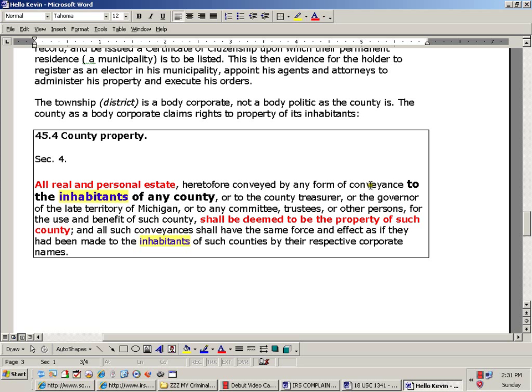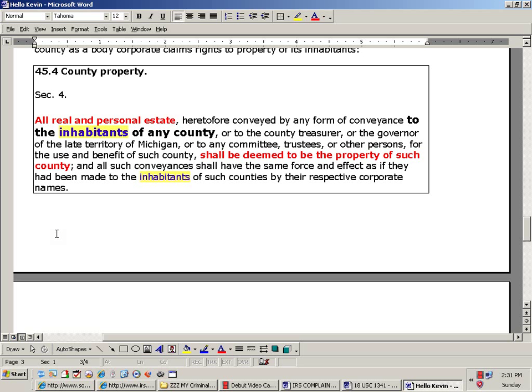But it started out by saying heretofore conveyed by any form of conveyance to the inhabitants of any county, comma, let's pick it up with the next one, shall be deemed to be the property of such county. And all such conveyances shall have the same force and effect as if they had been made to the inhabitants of such counties by their respective corporate names. Basically, if you're an inhabitant in the county instead of in the municipality, you became part of their body politic, and because you're part of their body politic, you threw your property into theirs and they're going to administer it for you. That's why you don't want to be an inhabitant of the county.